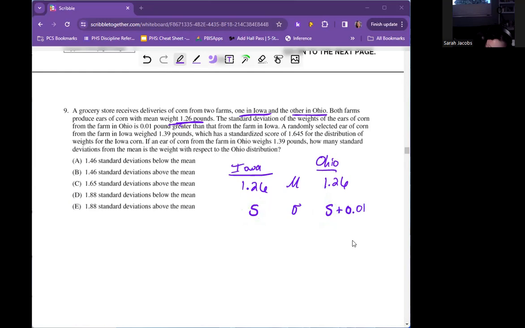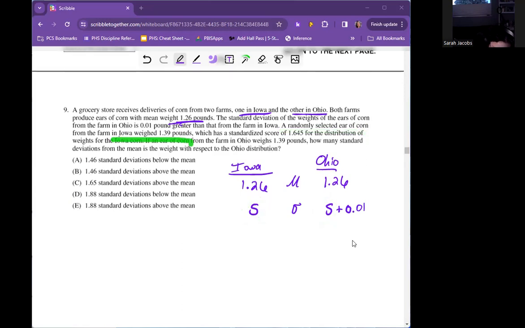Okay. A randomly selected ear of corn from the farm in Iowa weighed 1.39 pounds. So in Iowa, 1.39 pounds, and it has a standardized score, that's a Z-score here, for the distribution of weights for the Iowa corn. If an ear of corn from the farm in Ohio weighs 1.39 pounds, how many standard deviations from the mean is the weight with respect to the Ohio distribution?